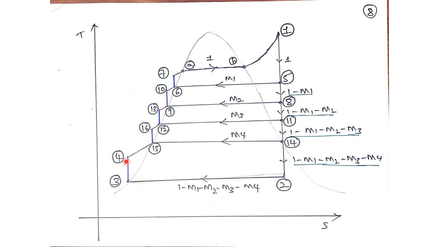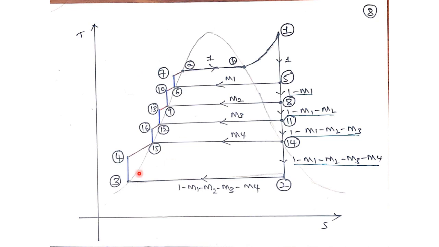Now all the blue color lines which are here, that means from state 3 to 4, state 15 to 16, 12 to 13, 9 to 10 and 6 to 7, all are pumping work, guys. So if I want to calculate the pumping work for this particular system, I need to calculate W3-4, W15-16 plus W12-13 plus W9-10 plus W6-7. And I need to add all those to get the total pumping work.